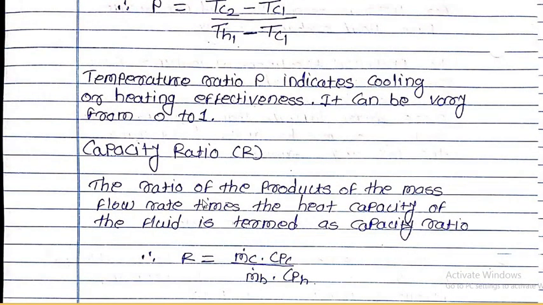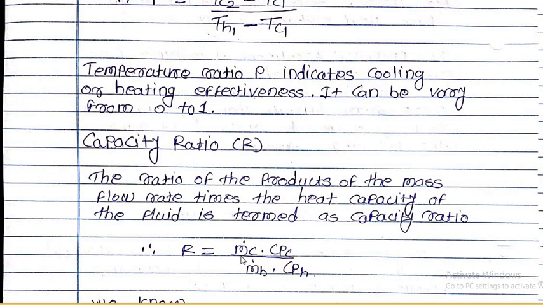The next dimensionless term considered to find the correction factor F is the capacity ratio. It is defined as the ratio of the products of mass flow rate times heat capacity of the fluids. So the ratio of heat capacities of the two fluids is called the capacity ratio. Mass flow rate times heat capacity means the product of the mass flow rate of a fluid multiplied by the specific heat of that particular fluid.